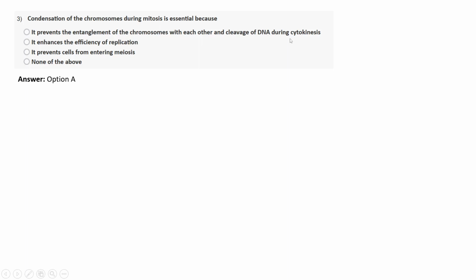It will help in the proper cleavage of the DNA. It will prevent the cleavage of the DNA during cytokinesis. This is the correct option.